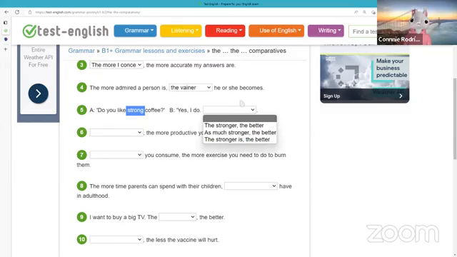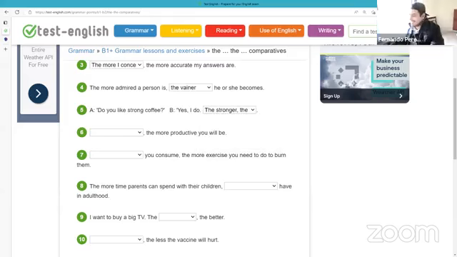The stronger, the better. Exactly. Very good. You see, it's the structure that we need to mentalize.